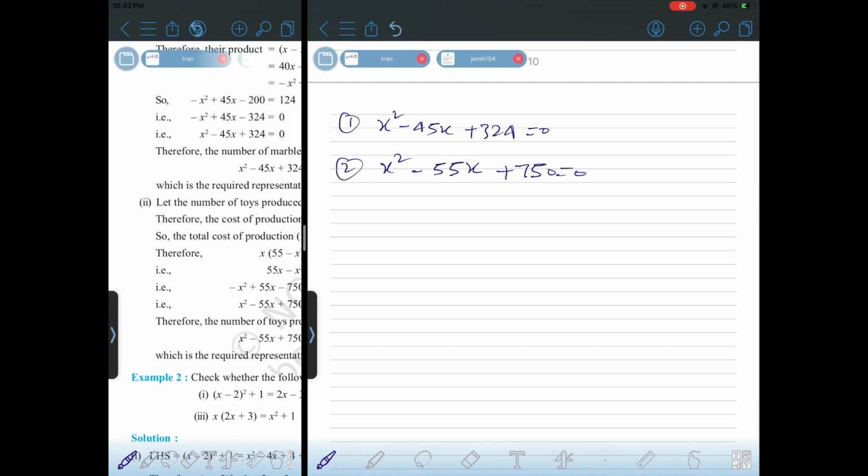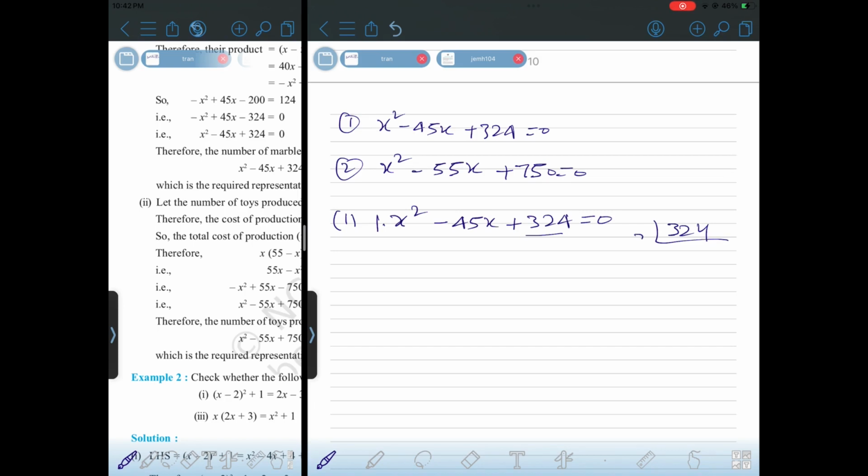So what is expected from us from this question? Let's start with the first one. Let's write it over here: x square minus 45x plus 324 is equal to 0. Now, if you see, the coefficient of x square is just 1, so when we multiply it with this number, we get 324. Now we will find the factors of this number.